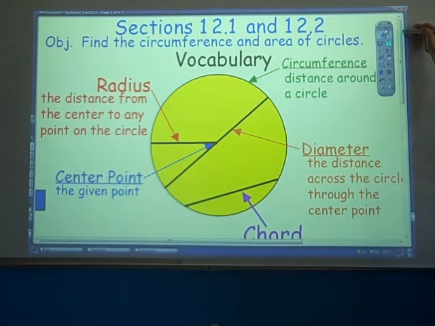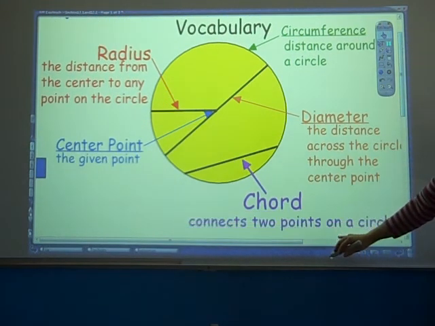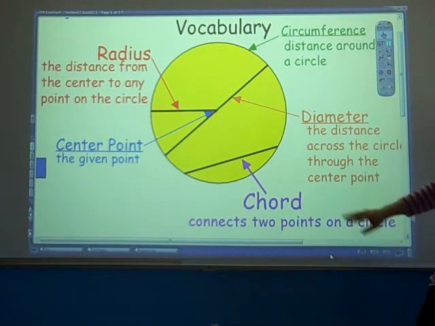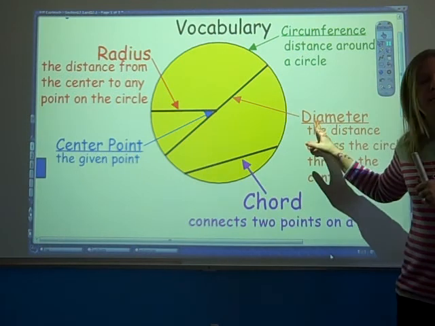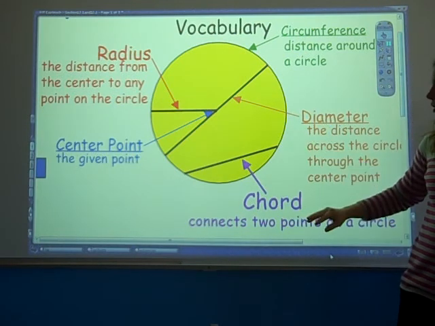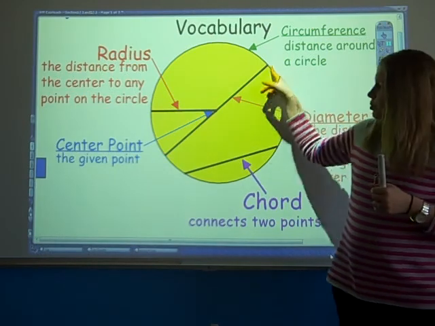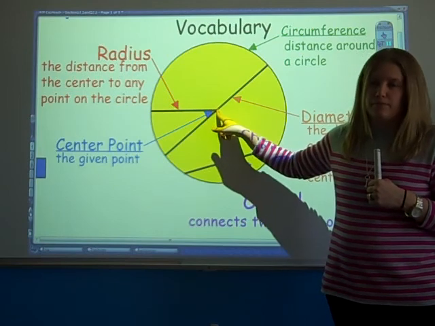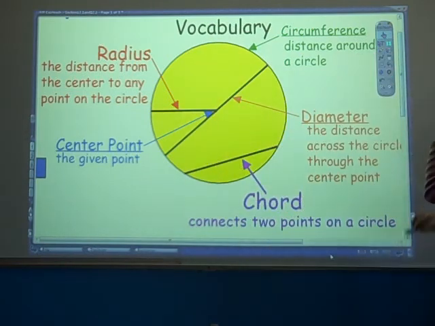And the last vocabulary word is called a chord, and a chord connects 2 points on a circle, any 2 points. So an example of a chord could be the diameter, but not all chords are diameters, okay, because the diameter has 2 points on the circle, but it's special because it goes through the center. Okay? That's all the vocabulary for circles. Now let's look at some problems.